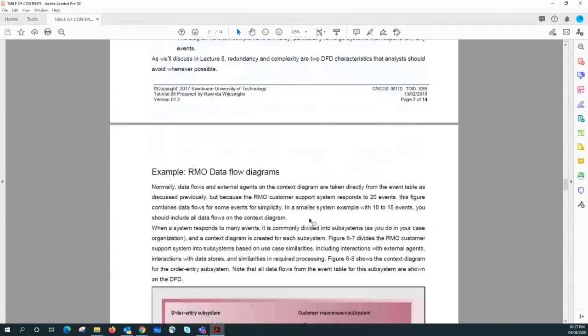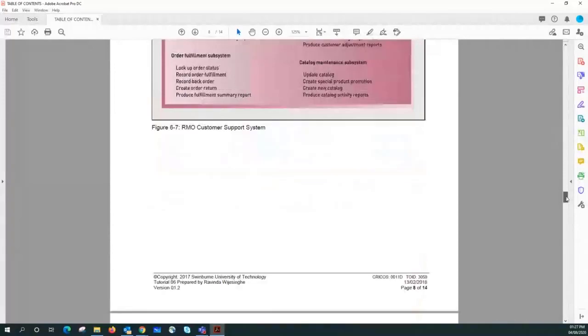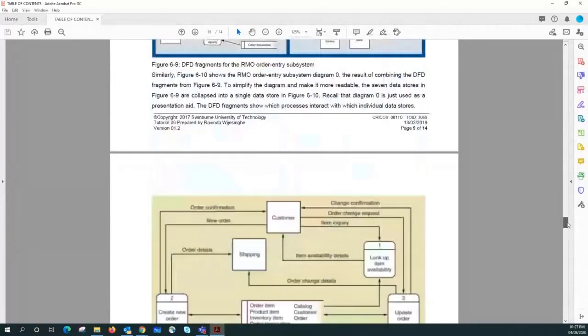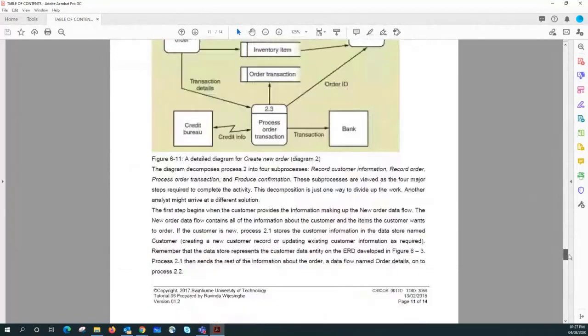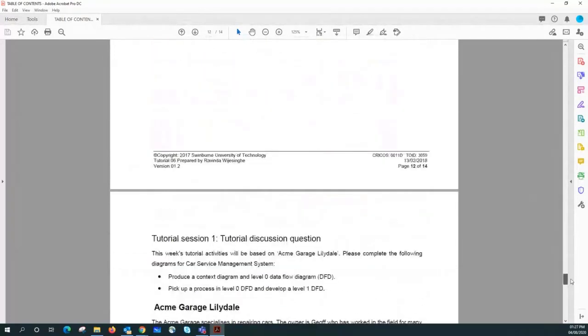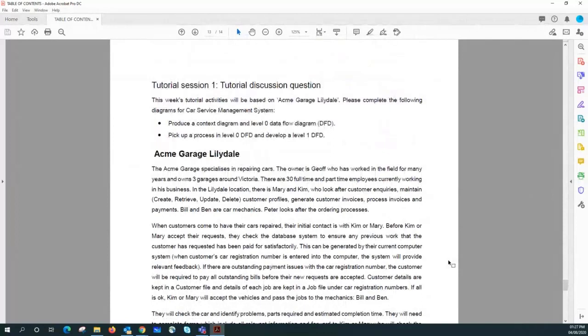There are plenty of notes, you can read this. I just put that for your own benefit. So let's practice it now. We are going to apply this concept to our Acme Garage Lilydale case study. Remember, this is a running case study throughout this semester. I'm not going to read it, so I take it that you have read it.